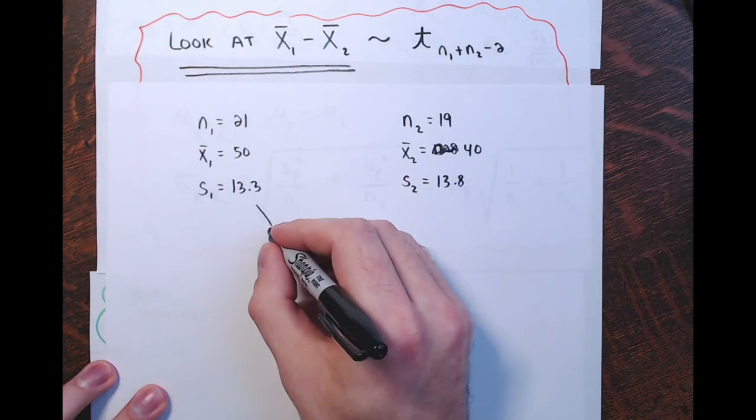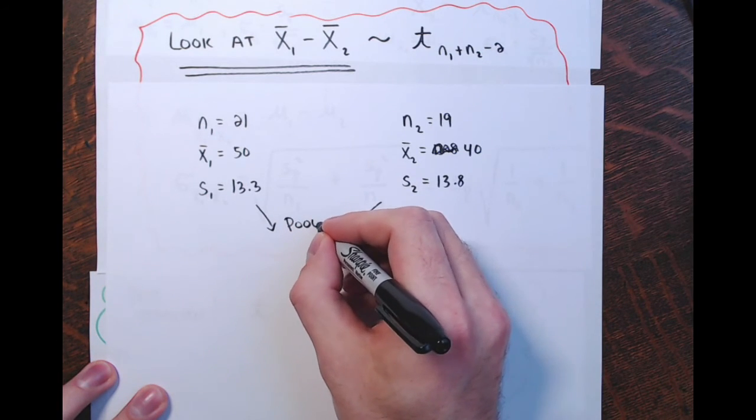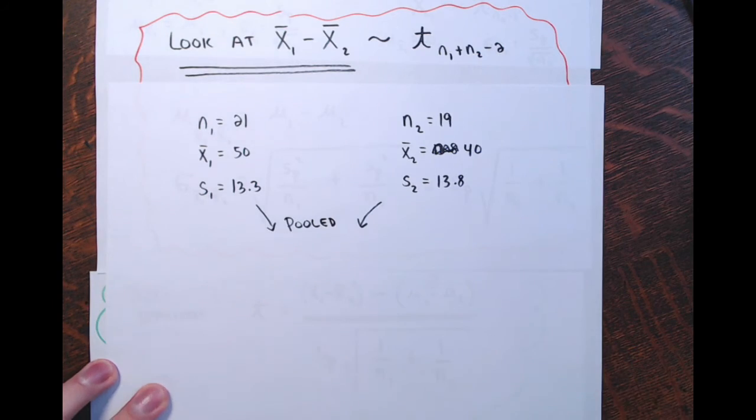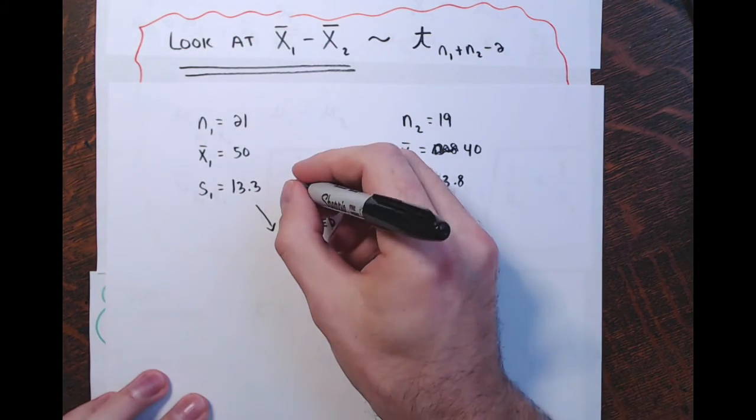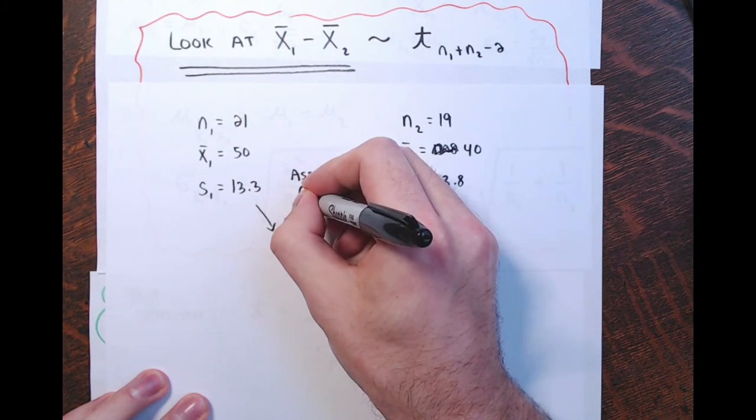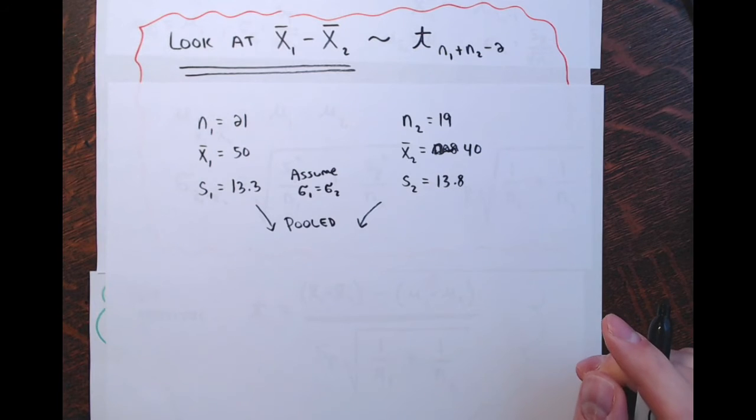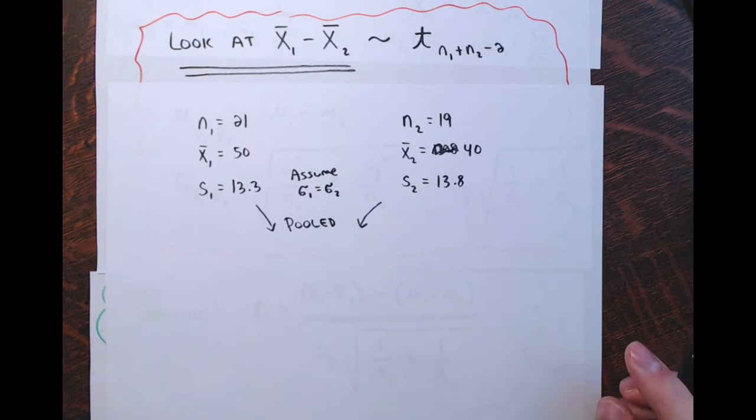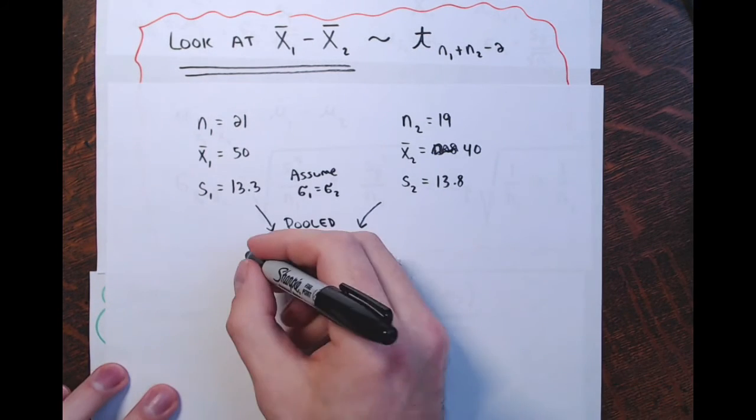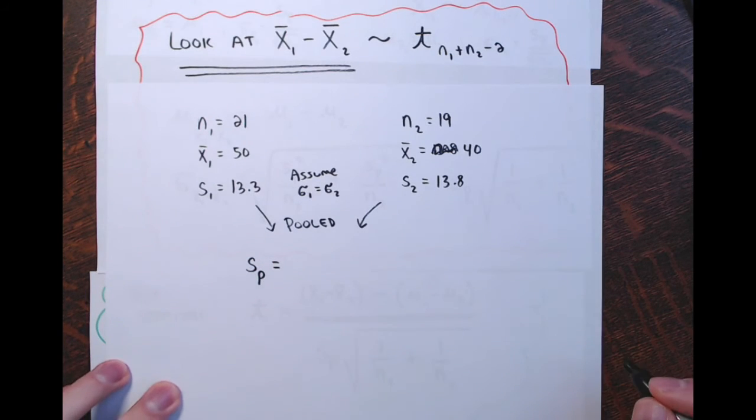Now again, we are in the pooled scenario, where you're assuming that sigma 1 is equal to sigma 2. The population standard deviations are assumed equal in this scenario. So I need to find this Sp in order to be able to calculate my test statistic later.